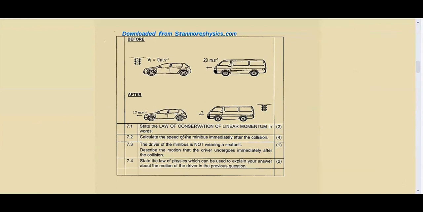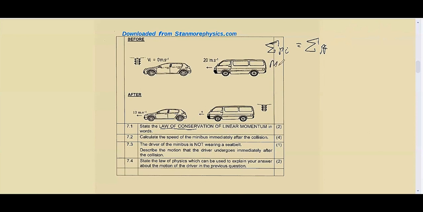Then 7.2 says calculate the speed of the minibus immediately after the collision. Now, the hint with these questions is that if they ask you to state the law of conservation of linear momentum, and then right below there's a question on calculation, it is quite easy to just know that they want you to apply the law of conservation of linear momentum. So just put it in the back of your mind that that is in a way a hint on its own, right? Then here we can see that this is case number 1, whereby two objects are moving separately, they collide, and then they still move separately after the collision.